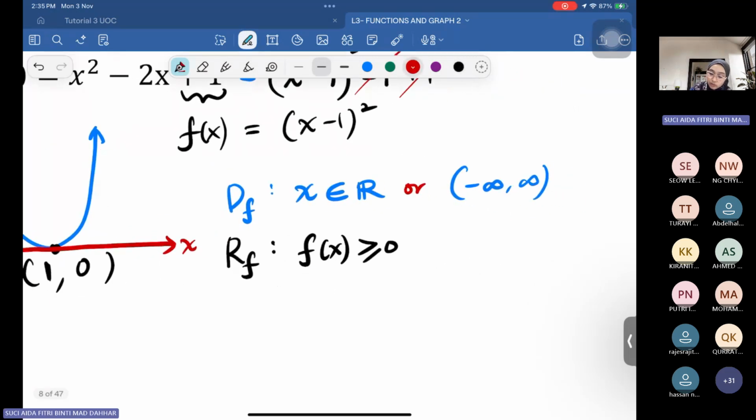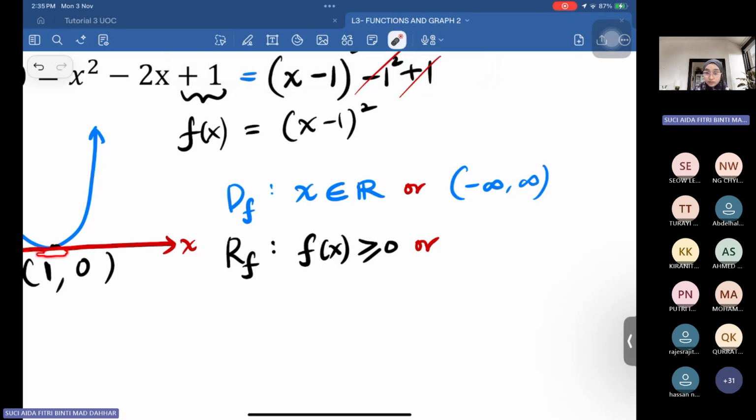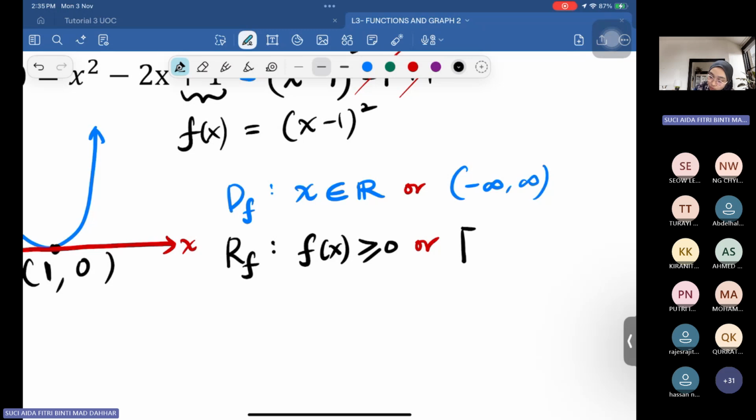But if you want to use interval form, how do you write it? Because 0 is inclusive, you're not supposed to use the normal bracket. You should start with the square bracket. Starts from 0 until positive infinity. That's in interval form.